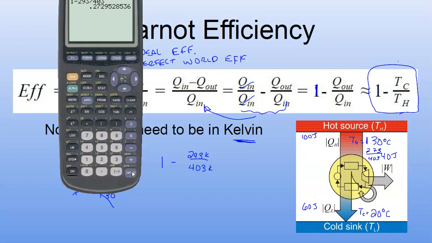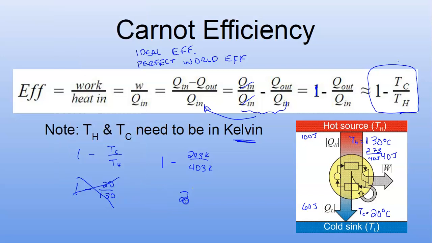And right there I got a 27%, 0.273 or 27.3% for the ideal efficiency. The perfect world efficiency. No friction, no air resistance, nothing that's going to divert that.